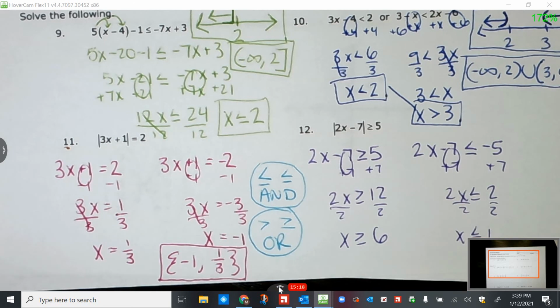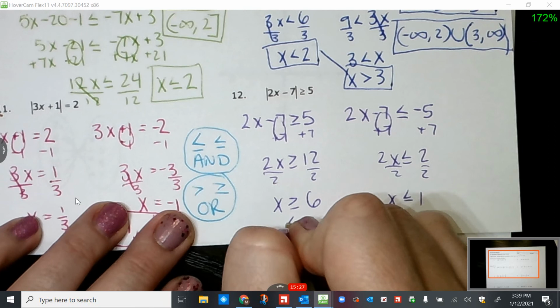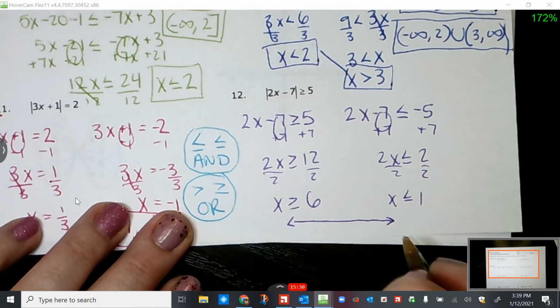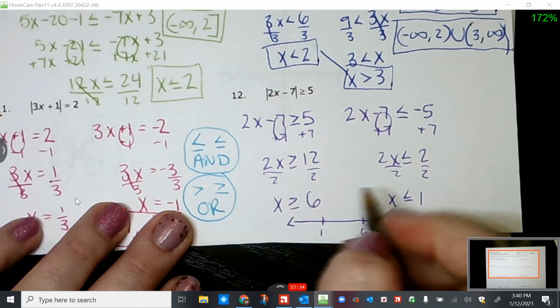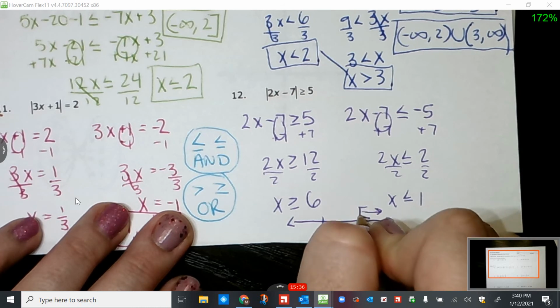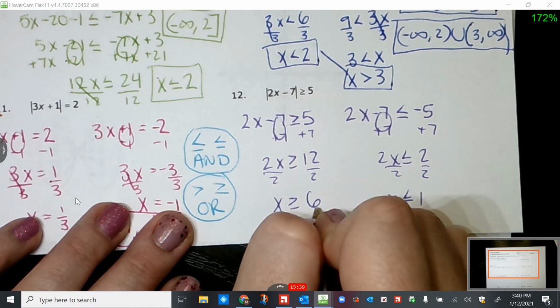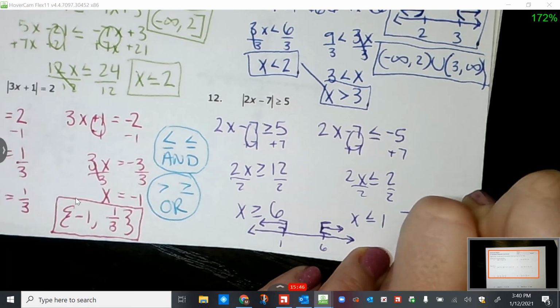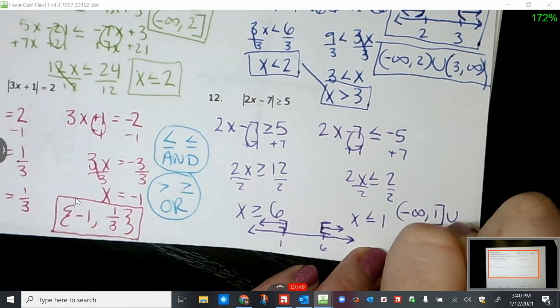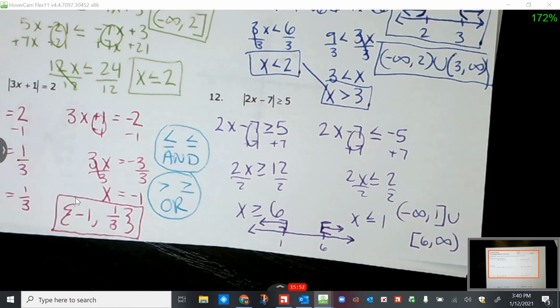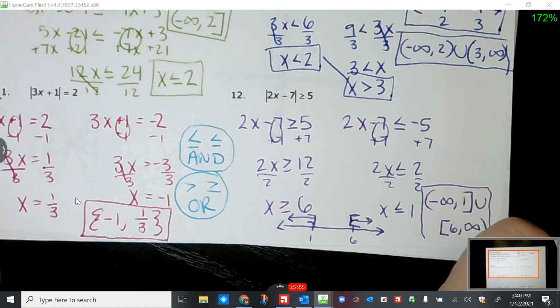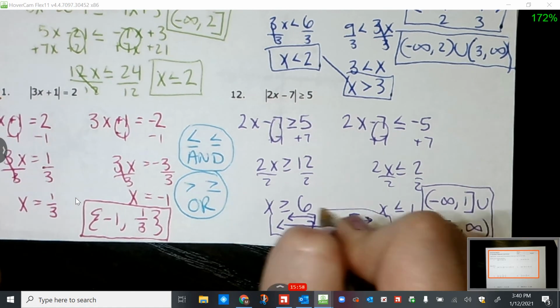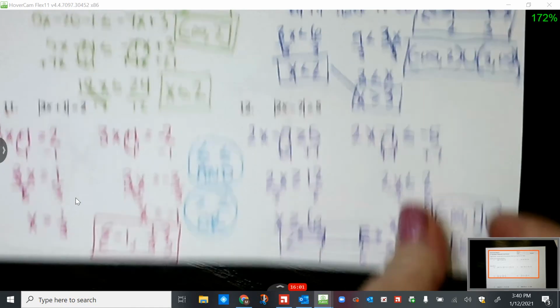Okay, so those are things to remember. This is a great or problem. When I graph it, it only has to satisfy one or the other. So I have 1 and 6. X is greater than or equal to 6. X is less than or equal to 1. So it would be negative infinity to 1 or 6 to infinity. Equations are so much easier. Okay?